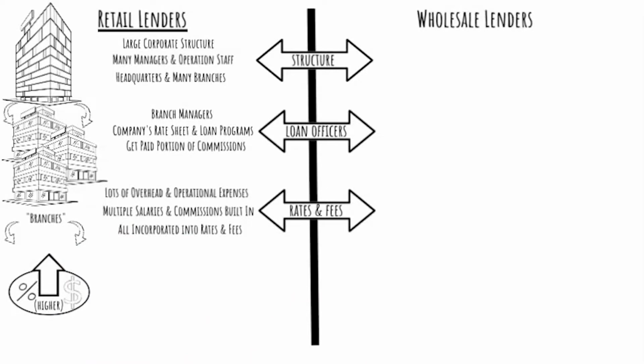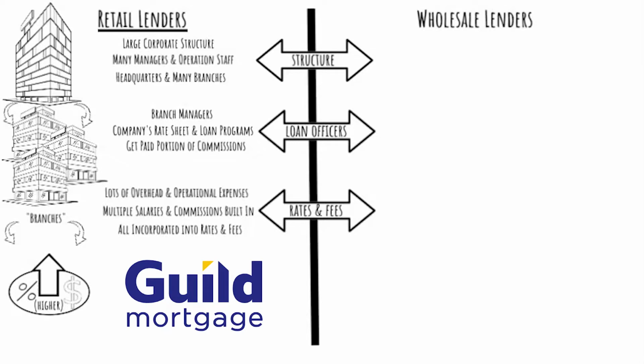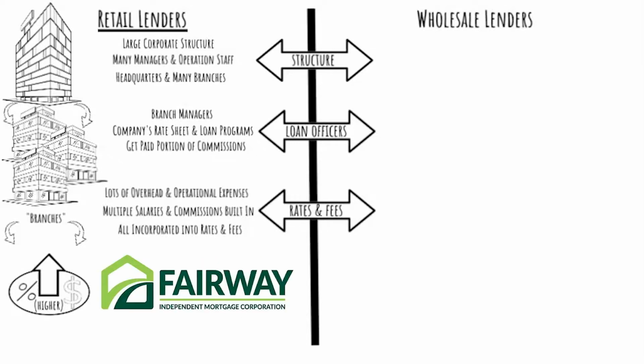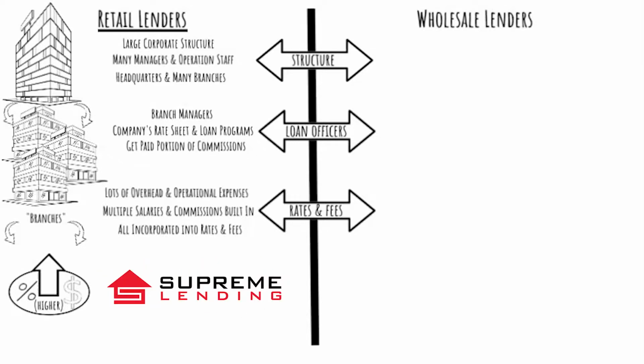By the way, examples of retail lenders are companies like Guaranteed Rate, Guild Mortgage, Fairway Mortgage, Cross Country Mortgage, and Supreme Lending, who happens to be the company I used to work for when I was on the retail side. These are reputable companies with good people working for them, but their setup results in higher operational costs, which in turn make their rates and fees higher.